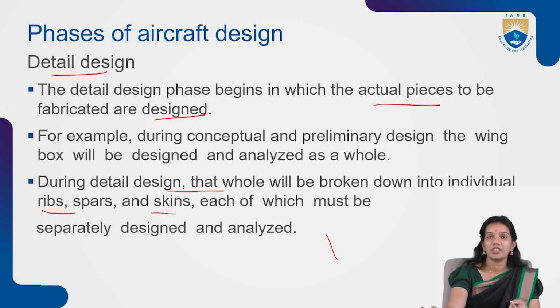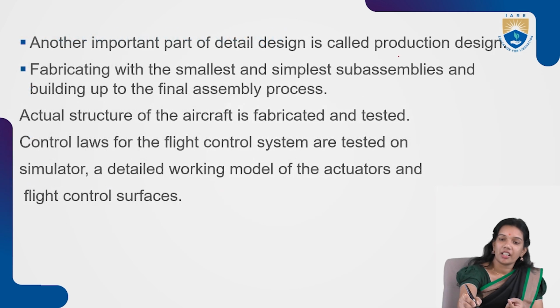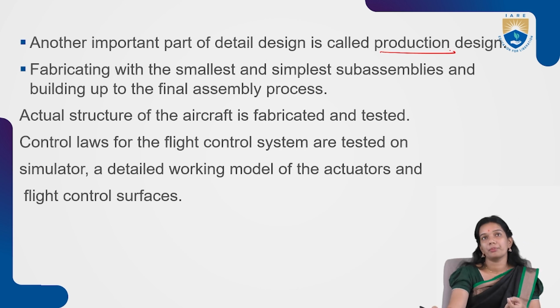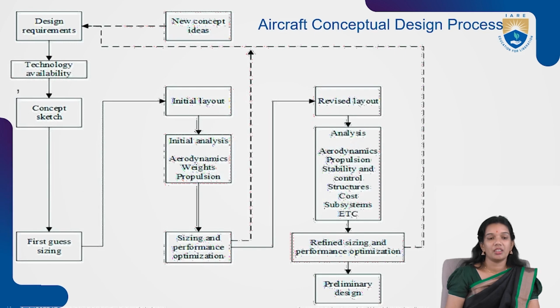And once all of these things are done, then we go for the production, where I start fabricating from the small simpler one to the final product, right? Then they're going to be tested. Then finally we go for the certification process, where I have to check my aircraft for the airworthiness requirements or any other certification that we need to follow, and ensure that yes, the aircraft has gone through all the certification and it is good to go. So those are the different phases of the aircraft: conceptual, preliminary, and detail.